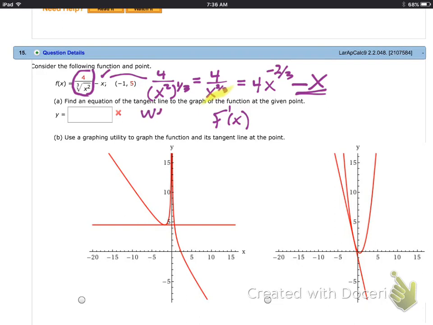Now we can take the derivative with the power rule, and that will give us the slope we need. We need the derivative in order to get the slope of the tangent line, which is what the directions are asking for. So I'm getting the derivative right now with the power rule. I did the power multiplied out front, so I'm taking that negative 2/3 times 4. That's negative 8/3, and then now I'm doing negative 2/3 minus 1.